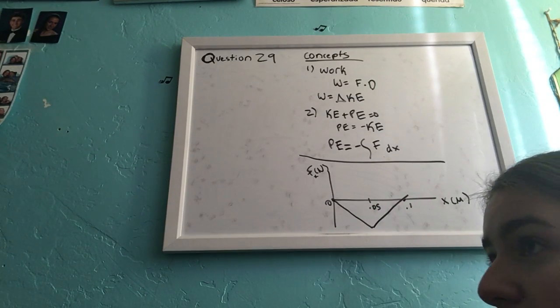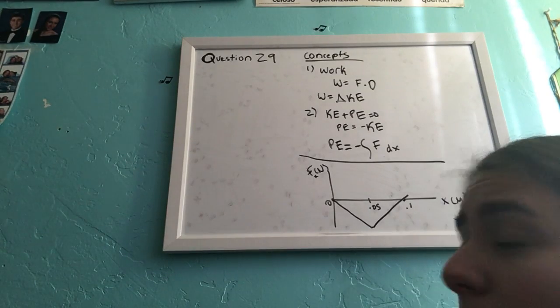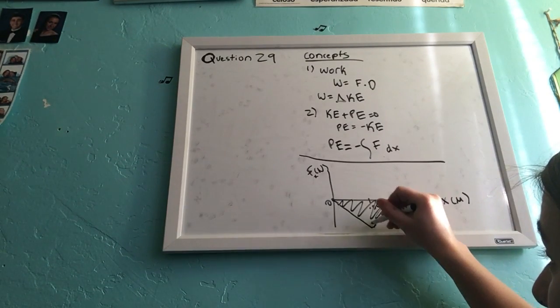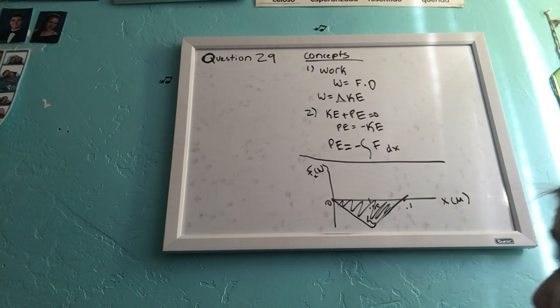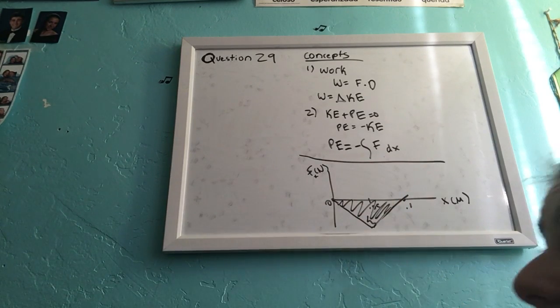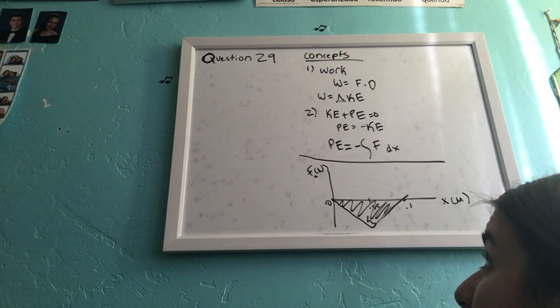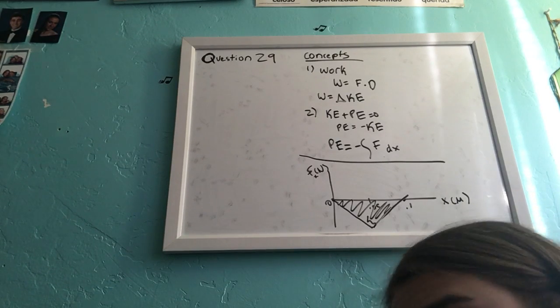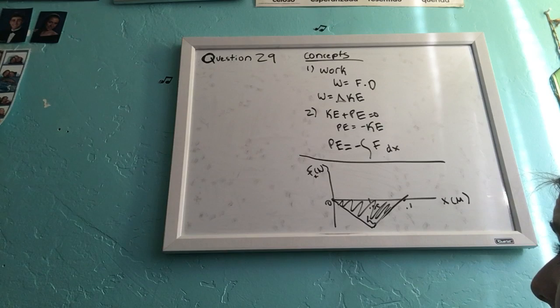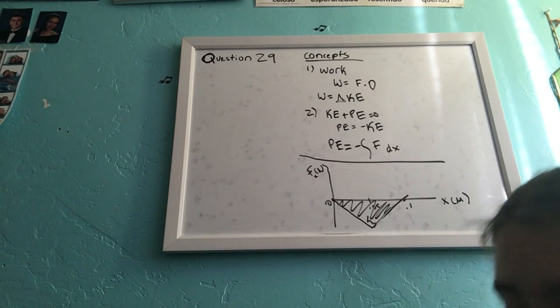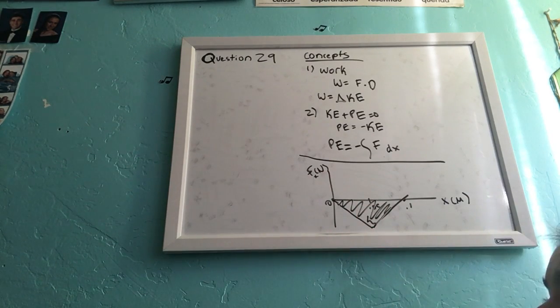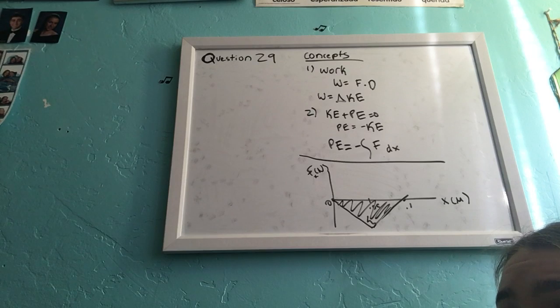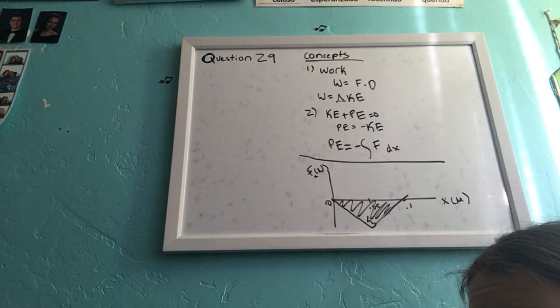As we can see here, the area of this right here is negative. If we take the area of this force graph, it will be negative. And using the principle we showed above, the negative integral of force with respect to x is equal to potential energy. So if we have a negative area here, the potential energy will only increase because it's only negative. So potential energy will go up. And so the answer to this question is A.